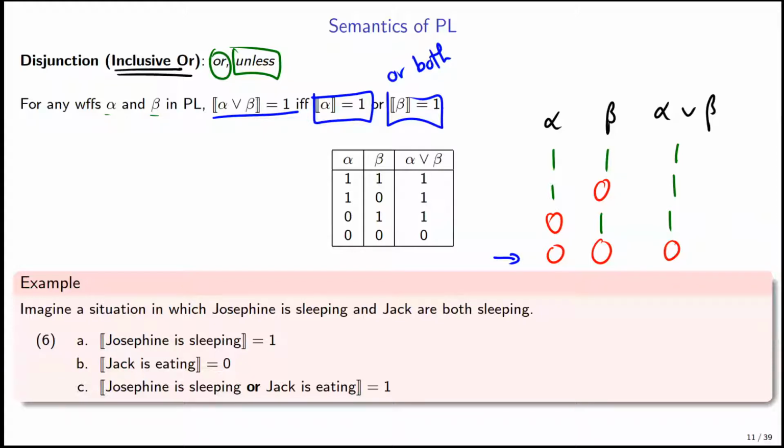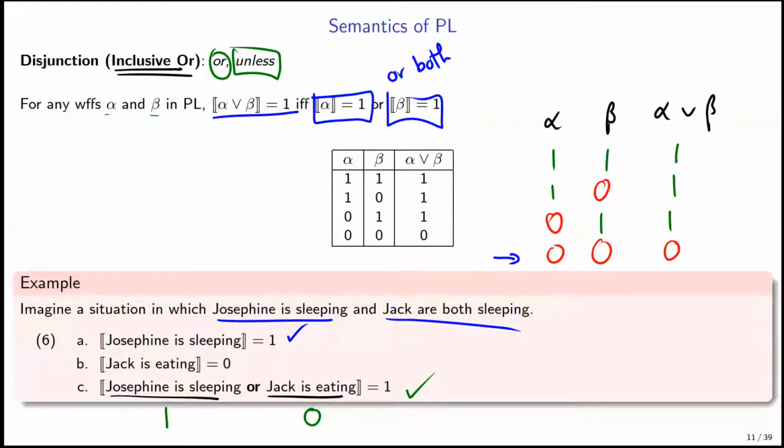So imagine we have a situation where Josephine is sleeping and Jack is also sleeping. So if I say Josephine is sleeping, that's true. If I say Jack is eating, okay, that's false because Jack is sleeping. So when I conjoin these, and I say Josephine is sleeping or Jack is eating, well, yeah, the first one's true, the second one's false, but at least one of those is true, therefore the or statement is true. Josephine is sleeping or Jack is eating. Okay, so that's inclusive or.